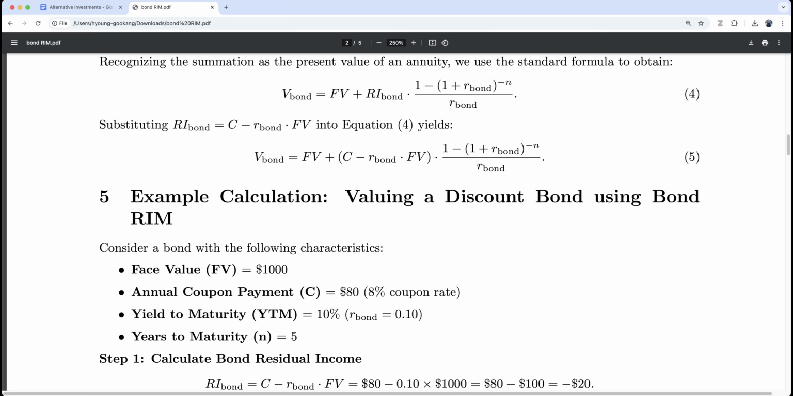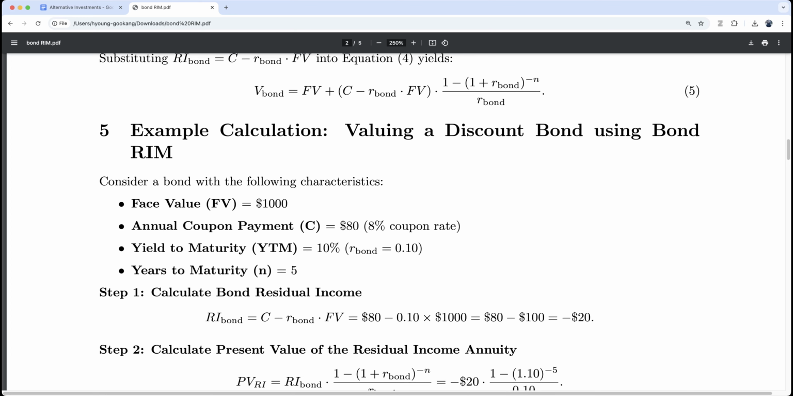So yield to maturity is higher than the coupon rate, so it is likely a discount bond. Okay, years to maturity is 5. Now calculate bond residual income. Bond residual income is of course negative, because we receive $80 as a coupon, but yield to maturity is 10%. Face value is 1,000, so opportunity cost is 100. So $80 minus 100 is minus $20.